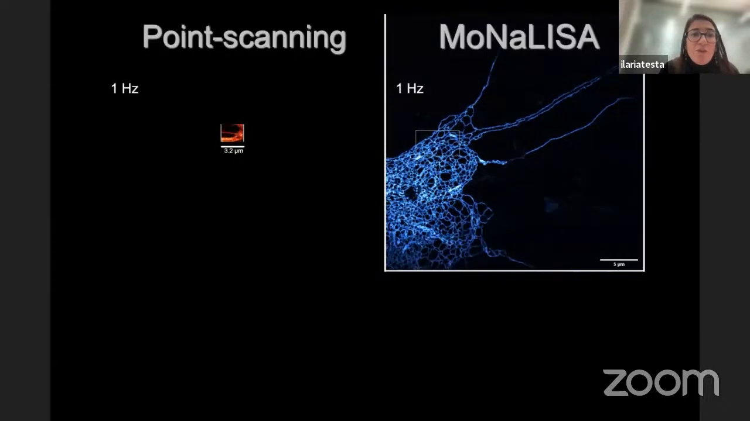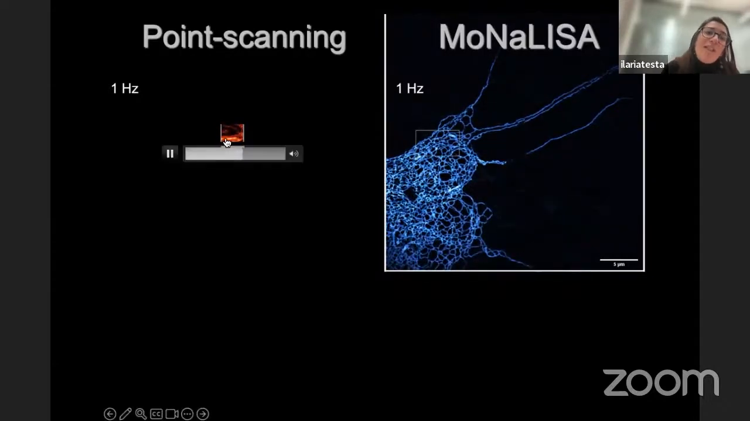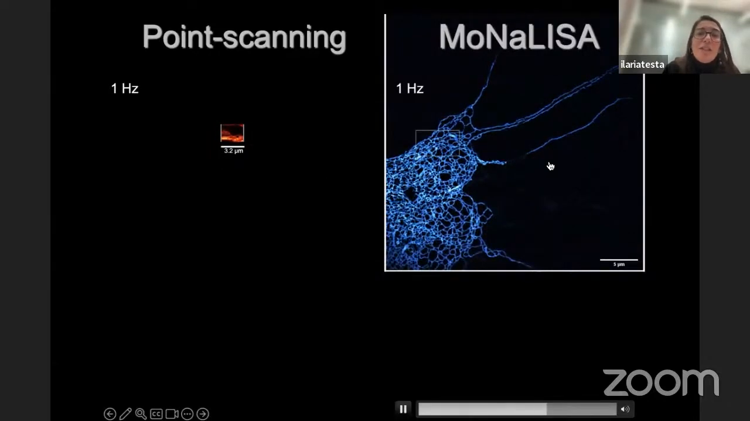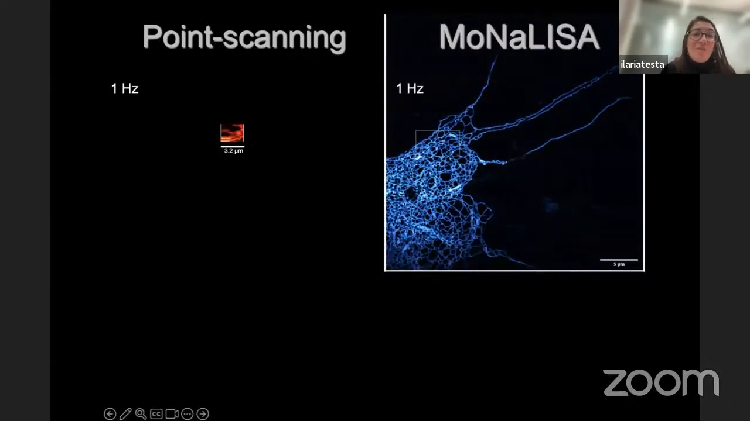And here again, since I showed that at the beginning and said we are motivated to get faster, now with the Mona Lisa you can get this type of image, but at the same time. So this is the exciting part.